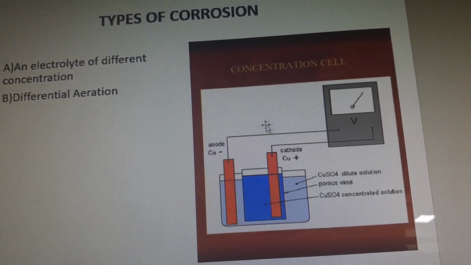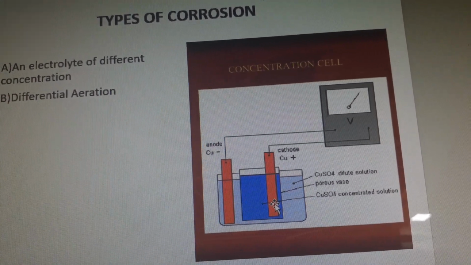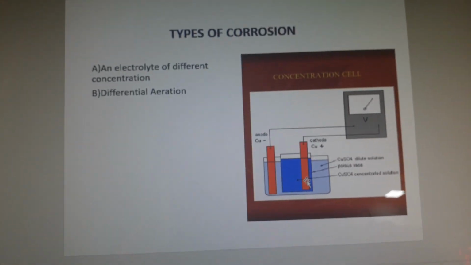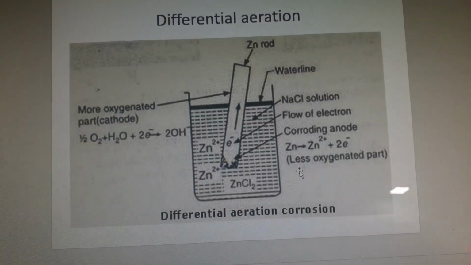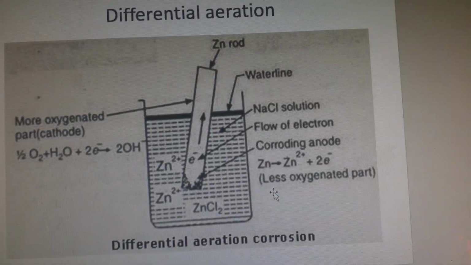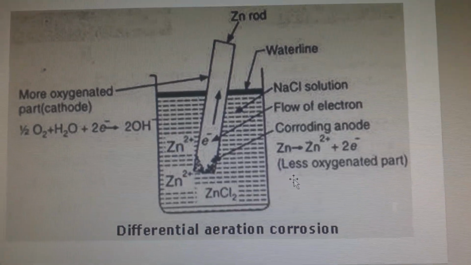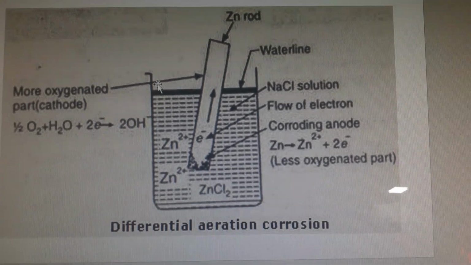The electrons move here and they are absorbed by the cathode and it gets protected, right? So this is how, when we have different concentration solutions, the corrosion occurs. The second one we are going to study is called differential aeration. Now in differential aeration we will see with the diagram.